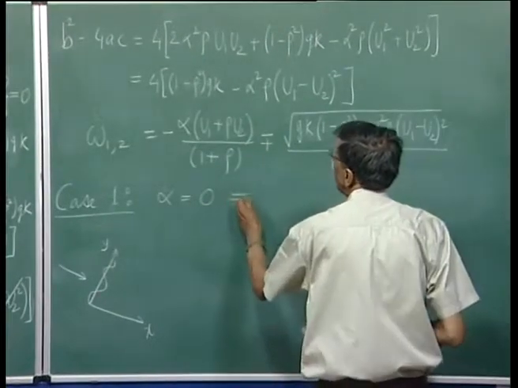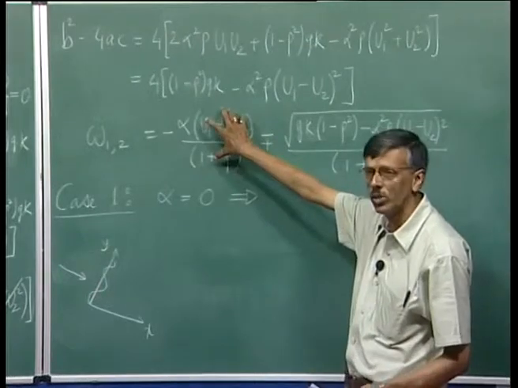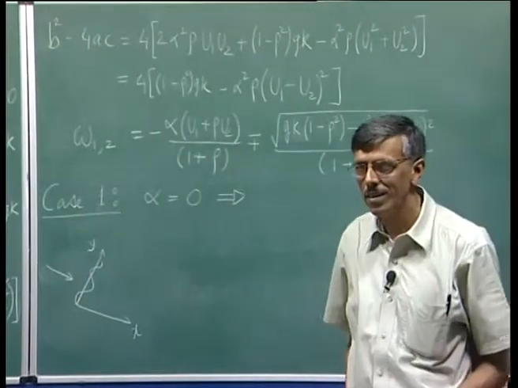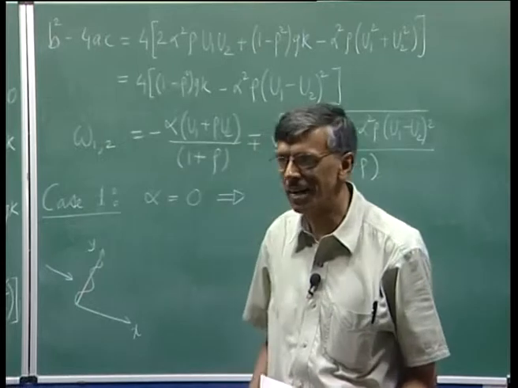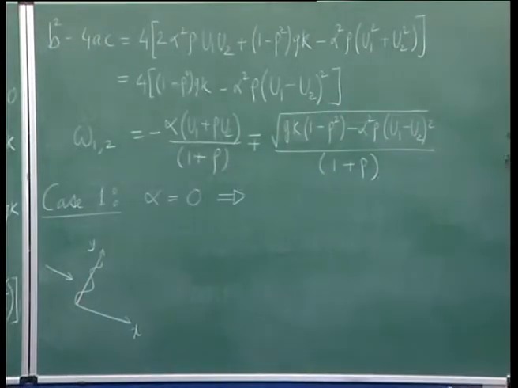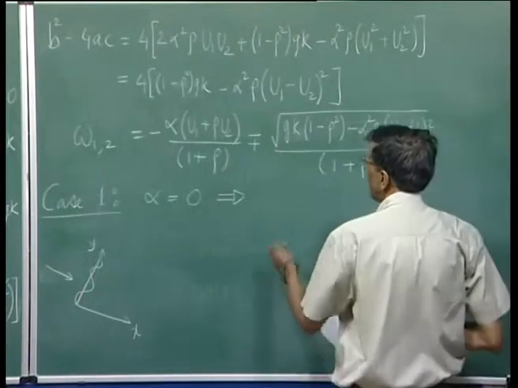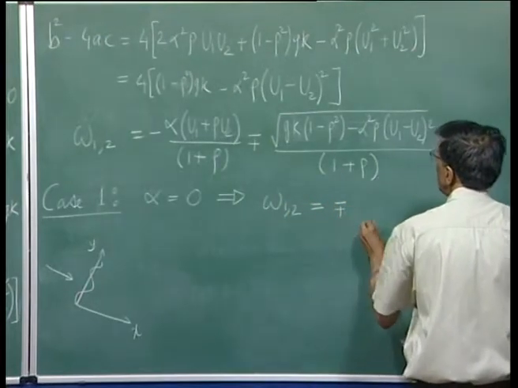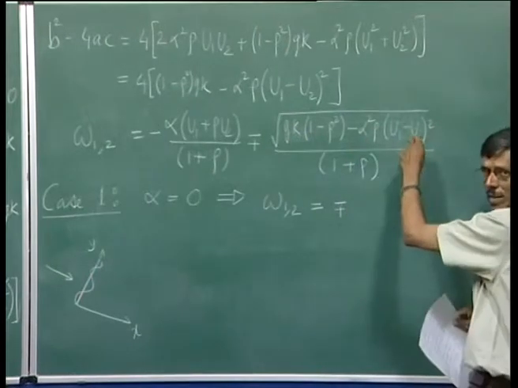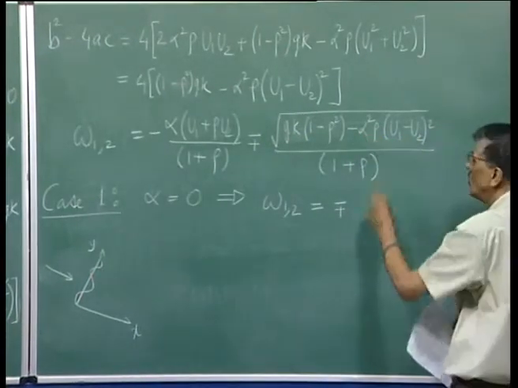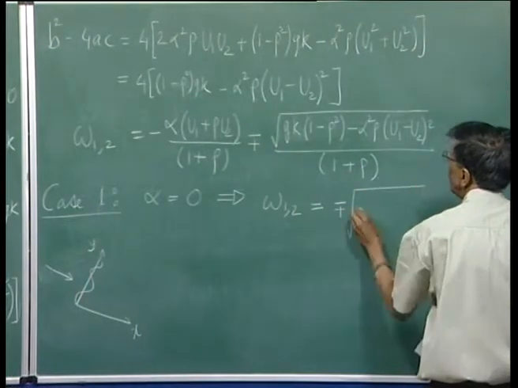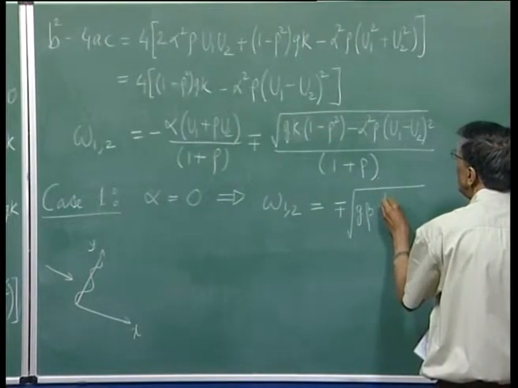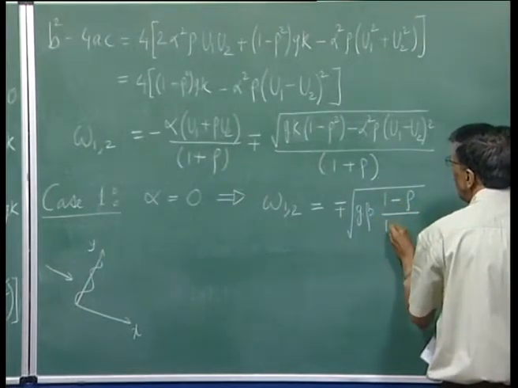So, what happens to this then? If alpha is 0, this part goes to 0, there is nothing there. What happens to k? What is k? It is beta, isn't it? k square was alpha square plus beta square. So, if alpha is 0, this becomes beta. Then omega 1,2 will be equal to minus plus, and this part also goes away, right, because alpha is 0. So, I get the square root of g times beta, times (1 minus rho) divided by (1 plus rho).